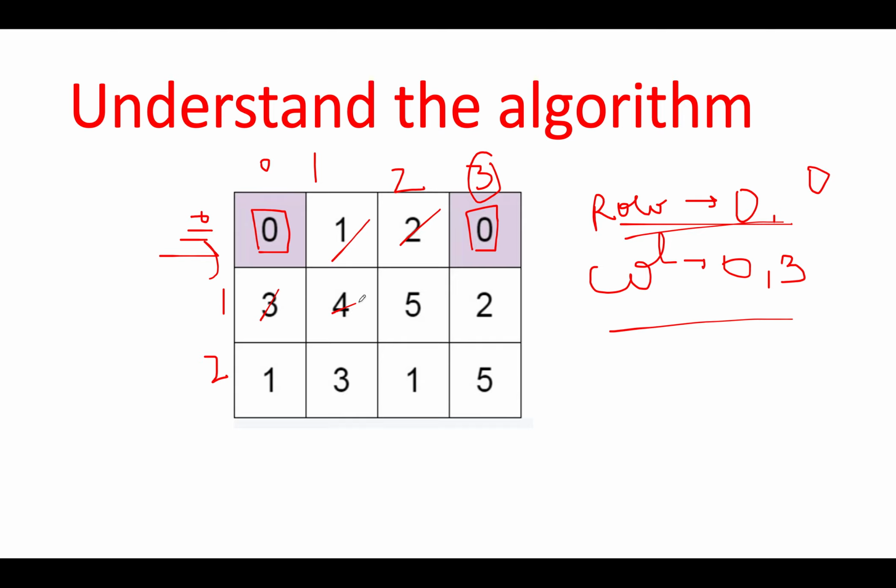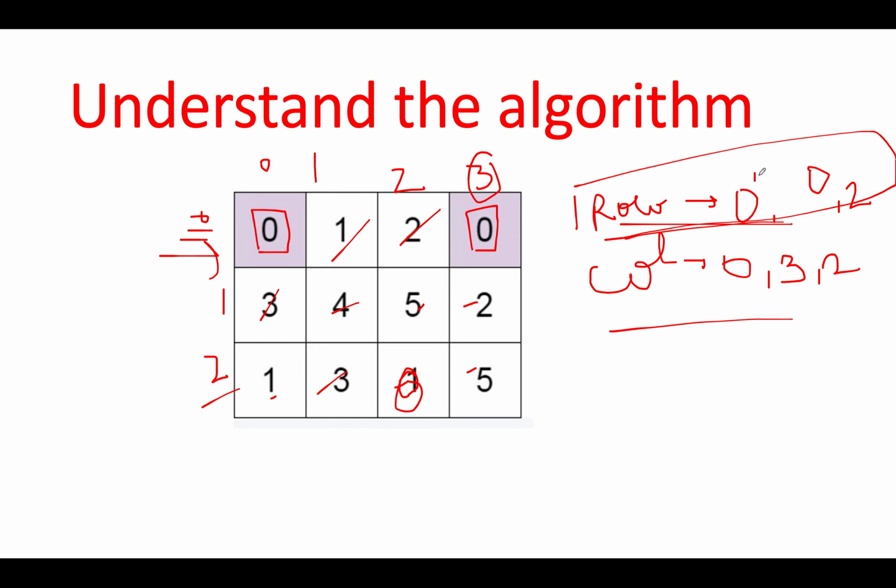You have 3 4 5 2 1 3 1 5. Let's hypothetically assume instead of this 1 we had a 0, then we would have added the second row and the second column to our list. So 2 gets added, 2 gets added. Now what you're going to do is iterate over these row indexes, pull out elements one by one, and mark the complete row to 0.